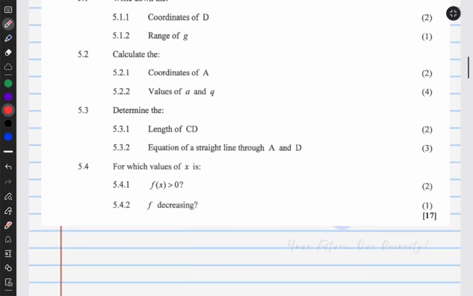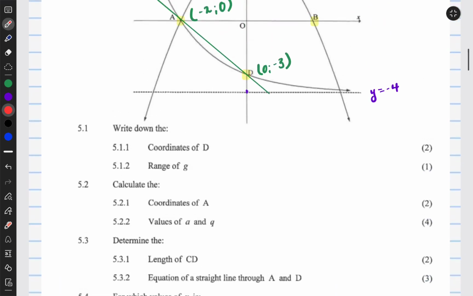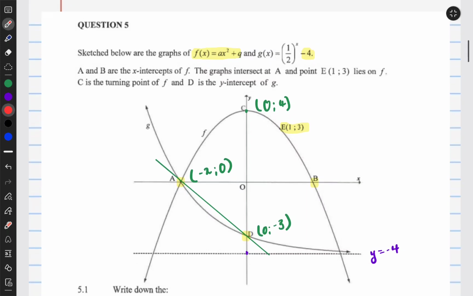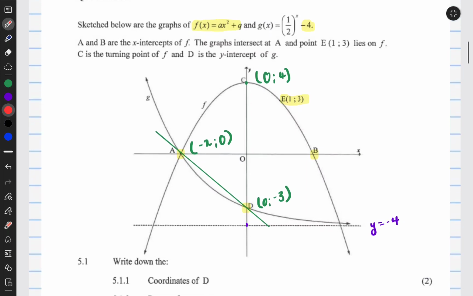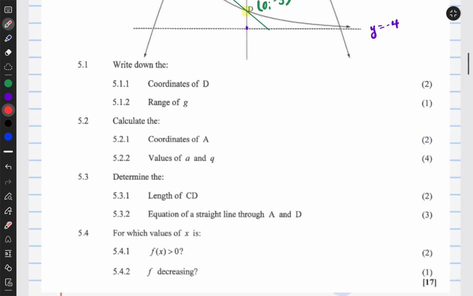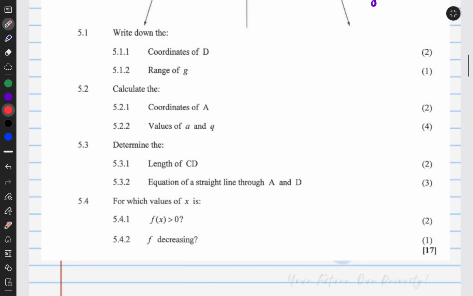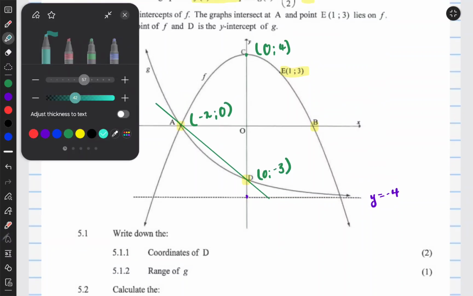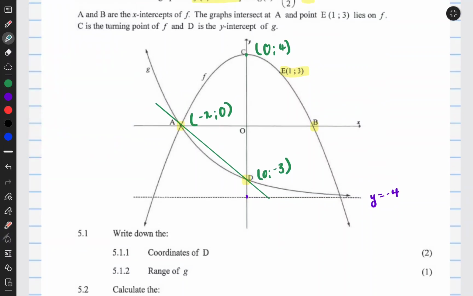For which values of x is f of x greater than 0? So for all the values of x where f of x is greater than 0, let's use the graph. It's the parabola that we are looking at. So when we are asked to determine the values of x whereby our function is greater than 0, where is our function above the x-axis? It is above the x-axis from A to B. That is where our function is above the x-axis.